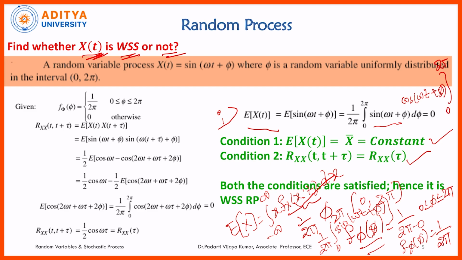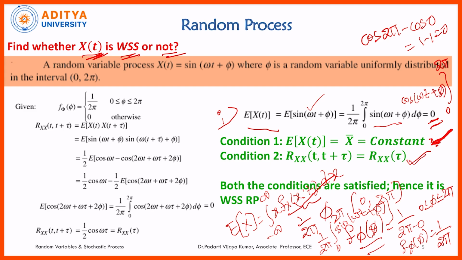The integration of sin is minus cos omega t plus phi, and if you substitute the limits 0 to 2 pi, we know that cos 2 pi is 1 and cos 0 is 1, so 1 minus 1 is 0. So the expectation of the given random process x of t equal to sin omega t plus phi is 0, which means the expectation E of x of t is constant. So condition 1 is satisfied.